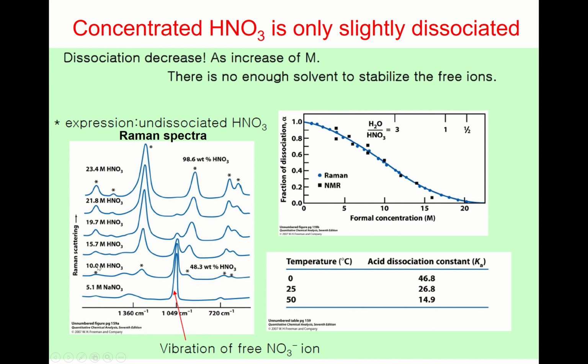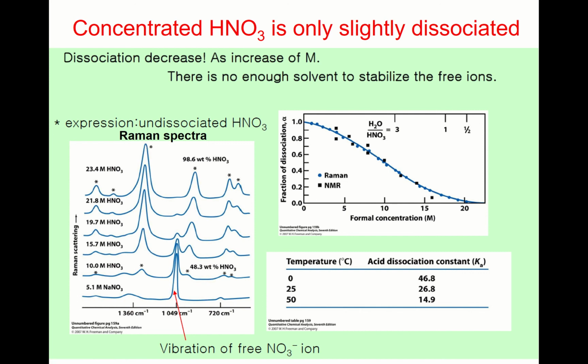But as the nitric acid concentration increases, this peak belonging to the nitrate ion decreases, and another peak at this wavelength increases. This peak belongs to nitric acid. At the concentration of 23.4 molar, the nitrate ion peak almost disappears, and this peak becomes the highest.